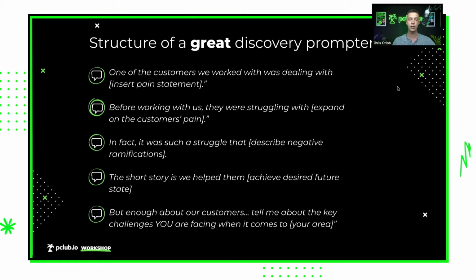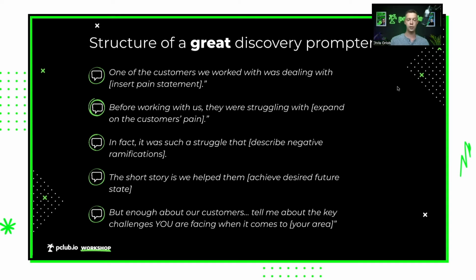And in the bonus section of this course, if you're curious about what a deck version of this looks like, I have an example there. So the structure of a great discovery prompter is this. One of the customers we worked with was dealing with, and then you insert the pain statement they were dealing with. Then you say, before working with us, they were struggling with, and then you expand on some of the pain you just established. Then you say, in fact, it was such a struggle that, and then you start to talk about some of the negative impact, negative ramifications, the things that create urgency.